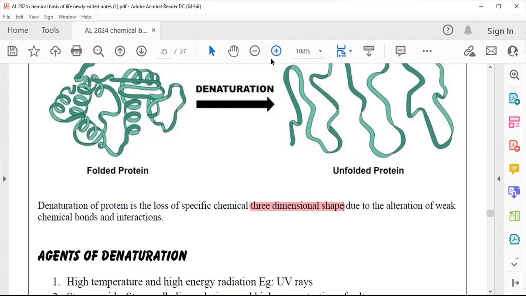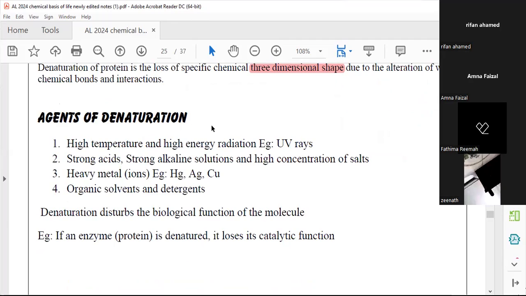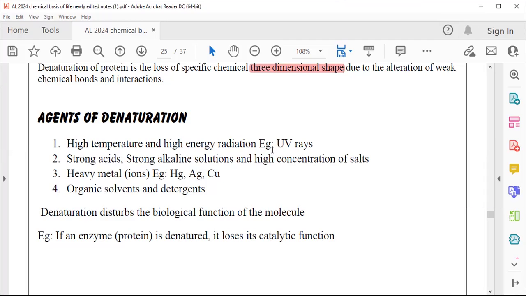What are the agents of denaturation? Who can cause denaturation? Denaturation can be caused by various agents. One, read this one: high temperature and high energy radiation, something like UV, ultraviolet.